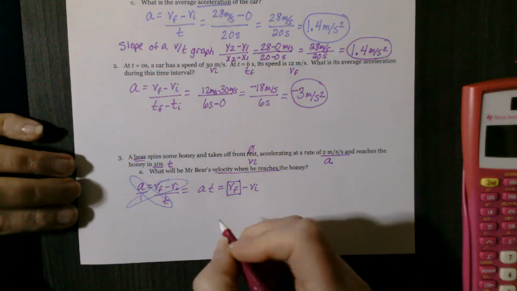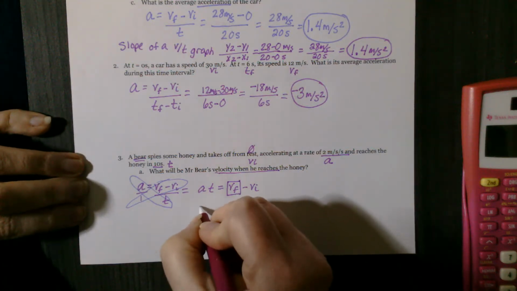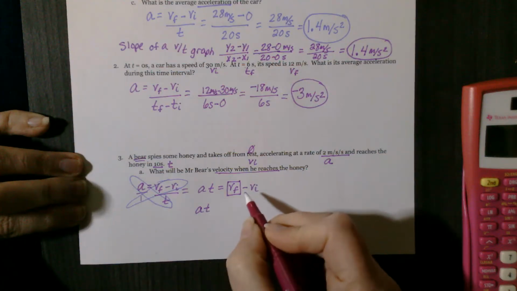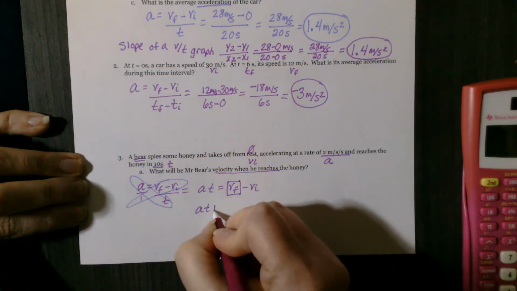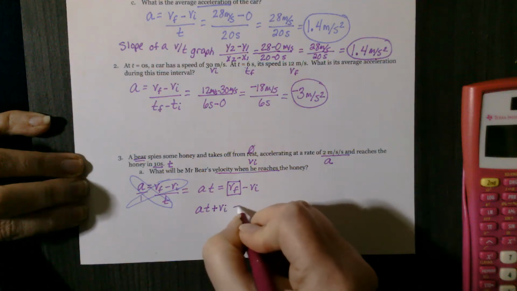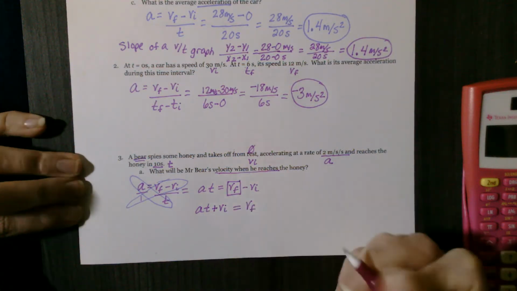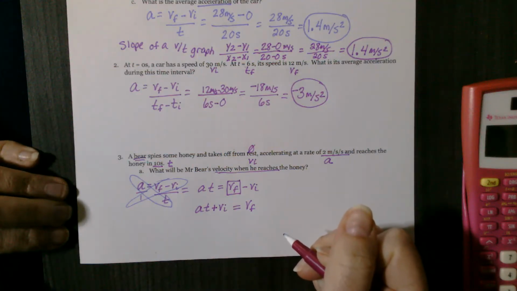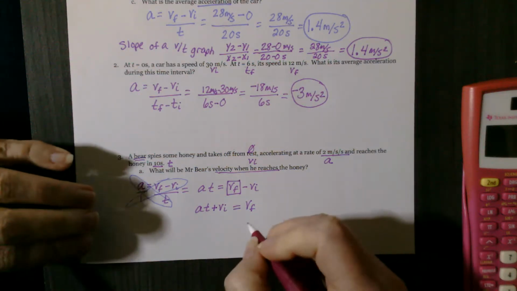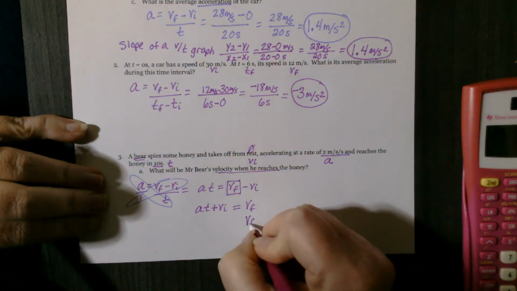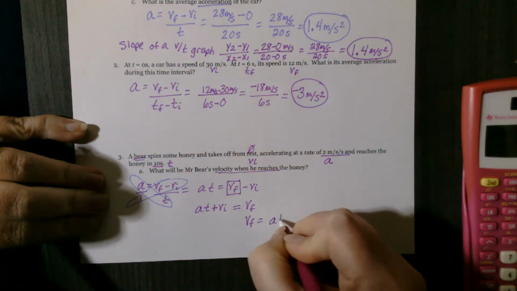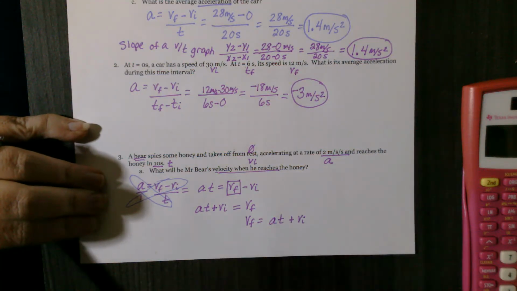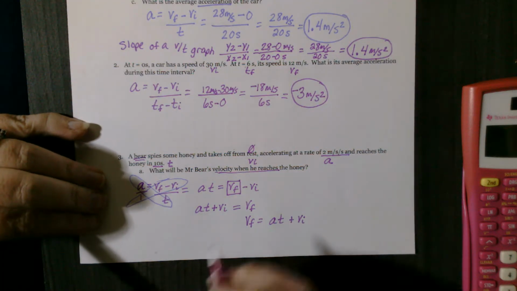In order to do that, we have AT, and to get the VI over, you're going to have to add it. Plus VI is going to equal VF. And if you really wanted to rearrange the formula just a little bit more, we know that VF is going to equal AT plus VI. It's the same thing, it just has the VF on the side that we're used to.